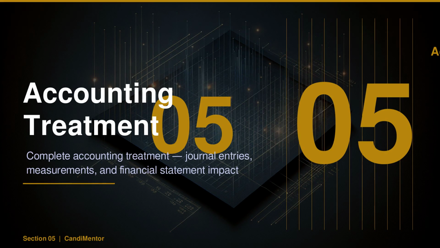Meridian Corporation, a global manufacturing company, signs a 5-year operating lease for its Singapore warehouse. Watch how every accounting event plays out. See how the lease appears on the balance sheet under AASB 116, transforming operating leases into visible liabilities. It's a game changer for financial transparency.